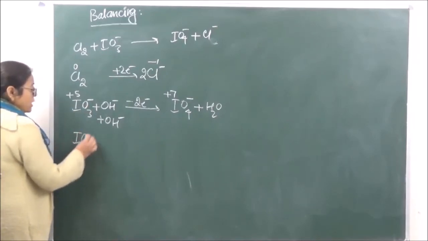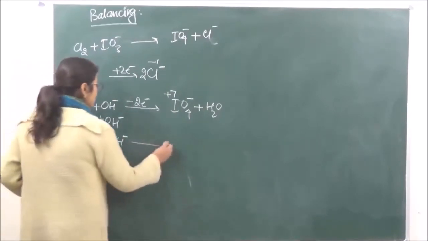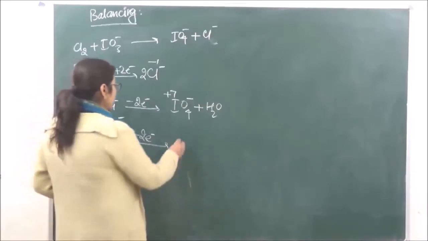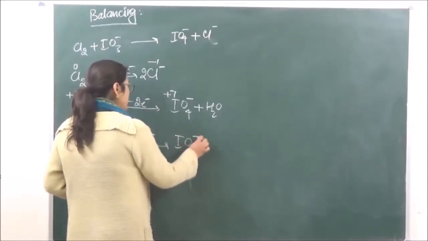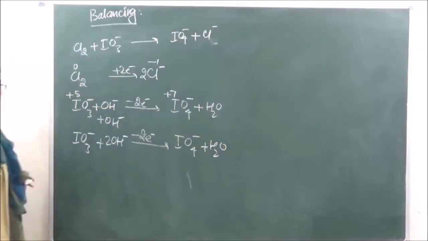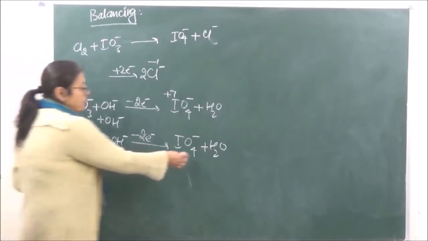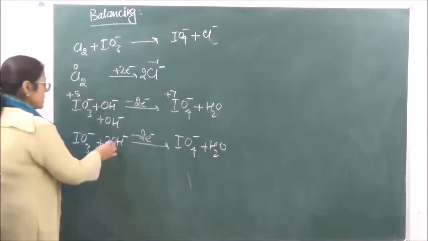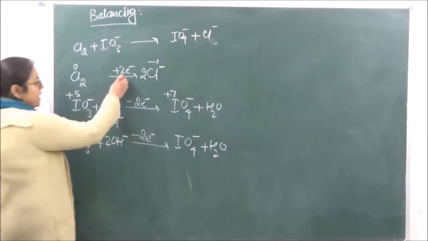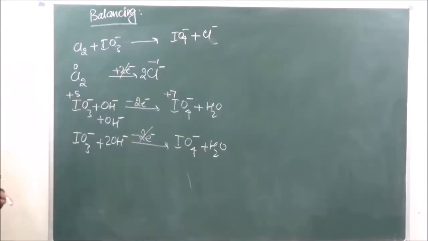We have IO3 negative plus 2OH negative minus 2 electrons to give us IO4 negative plus H2O. Okay, so you just see if your oxygens are balanced. We have 3 plus 2 is 5, we have 4 plus 1 is 5, and hydrogens there are 2 and there are 2 hydrogens. So this is a balanced equation. Now over here we have the number of electrons the same. So there is no multiplication which is going to be required.